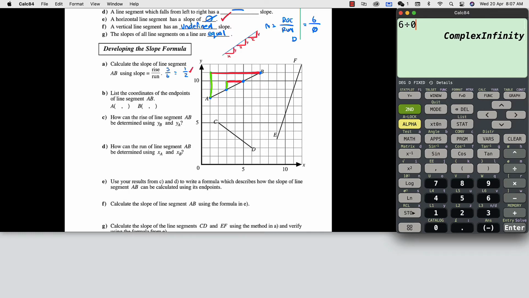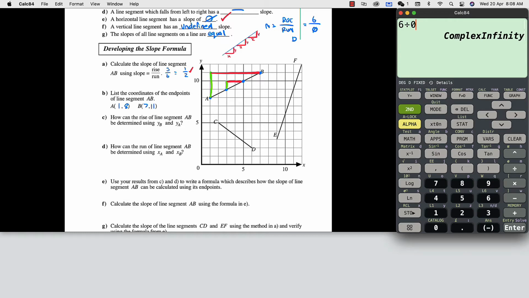Okay, so part B says list the coordinates of the endpoints of line segment AB. The coordinates for A are going to be 1 and up 8, and for B it's going to be to the right 7, so x is 7, and up 11.